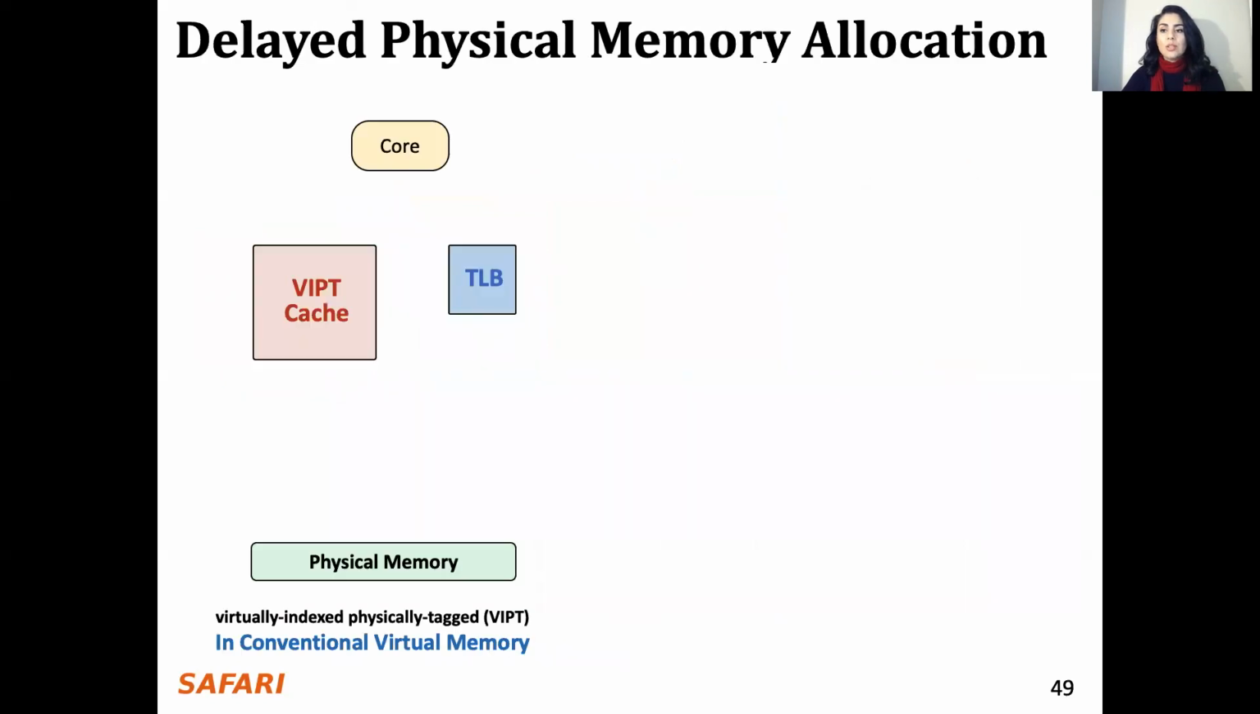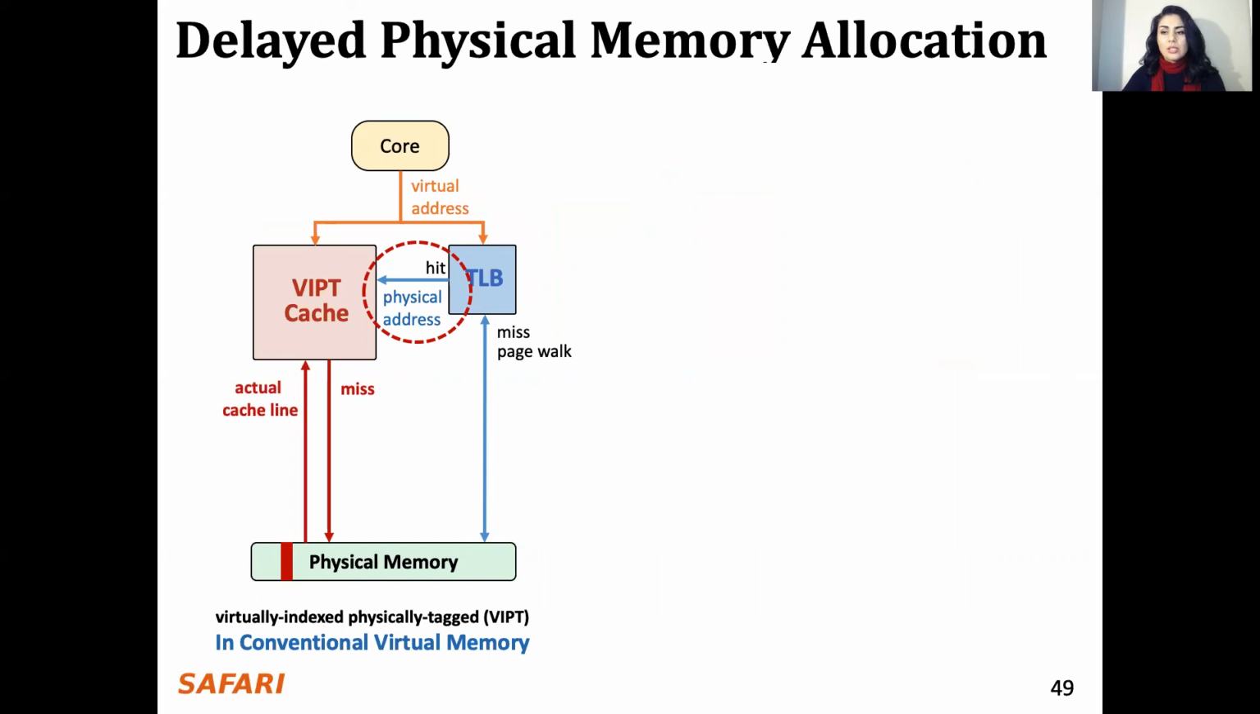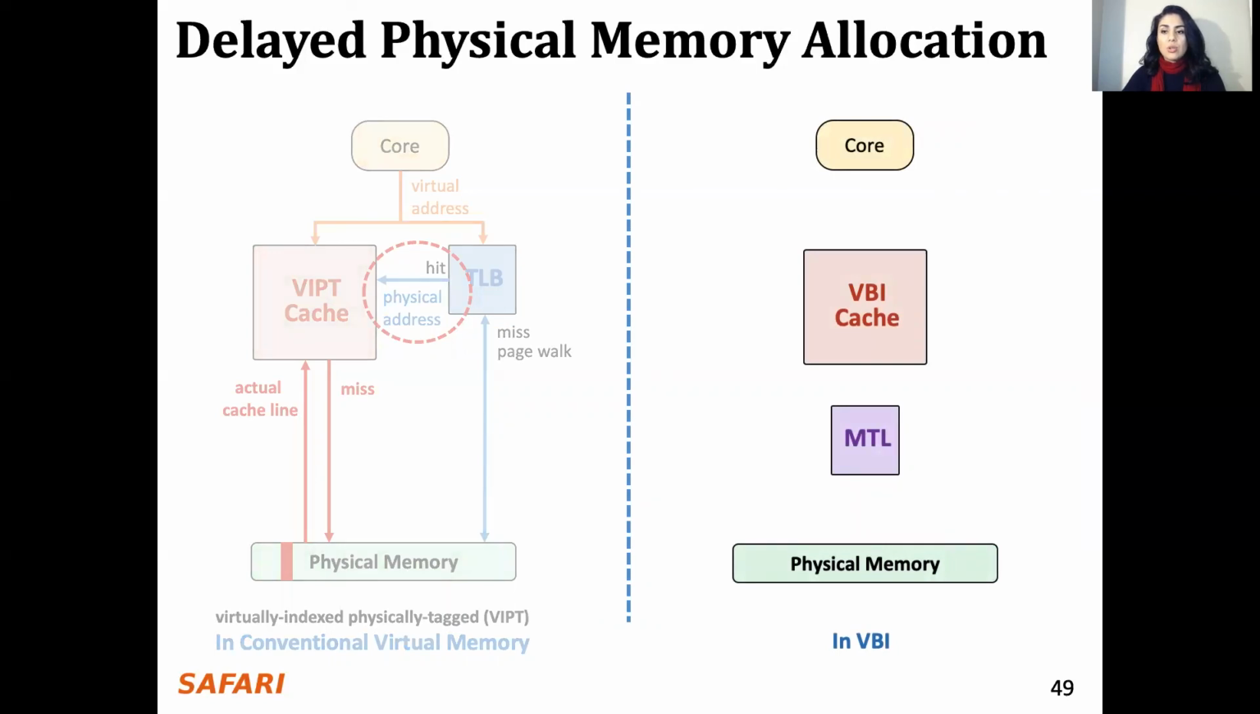As I mentioned earlier, in virtually indexed physically tagged caches, the physical address is required to access the cache, which needs the data to be already mapped and allocated in the physical memory. On a cache miss, the actual cache line is then looked up and returned to the cache. In VBI, in contrast, all on-chip caches are inherently virtual and are directly accessed using the system-wide unique VBI addresses, without requiring address translation. Therefore, the physical address is not needed to access the cache, and as a result, the cache lines do not need to be mapped and allocated in the physical memory prior to being accessed in the cache. VBI exploits this opportunity and delays the allocation of physical memory for virtual blocks until it is necessary.